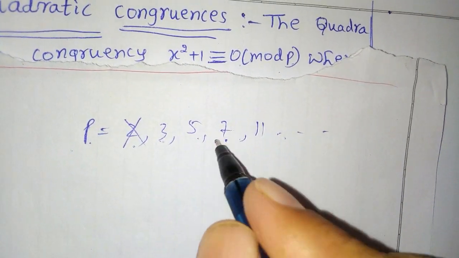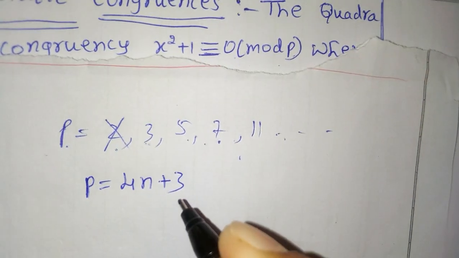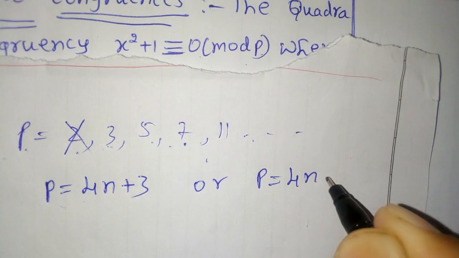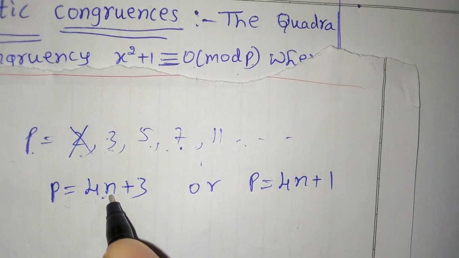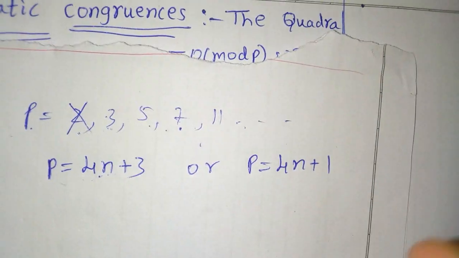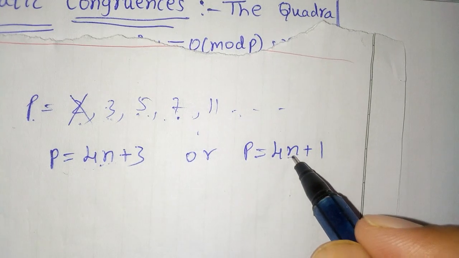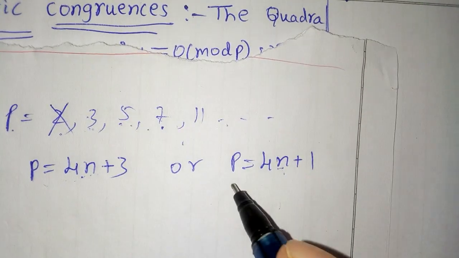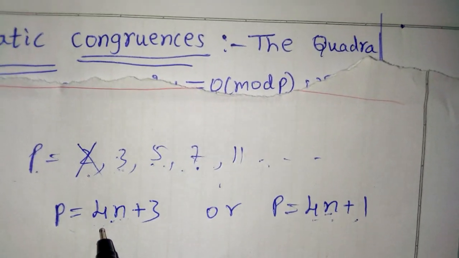The odd prime numbers can be represented as p equal to 4n plus 3, or p equal to 4n plus 1. If we put 0 in place of n, then we get 3. If we put 1 in place of n, then it becomes 7. Similarly, for 4n plus 1, if we put 1 here, we get 5, a prime number. If we put 3 here, we get 13, which is a prime number. So we can represent any odd prime in the form 4n plus 1 or 4n plus 3.